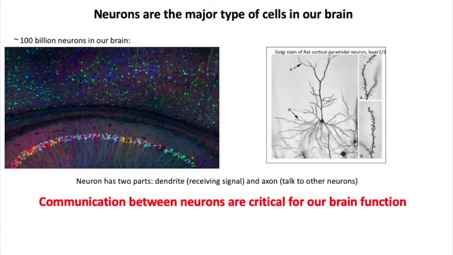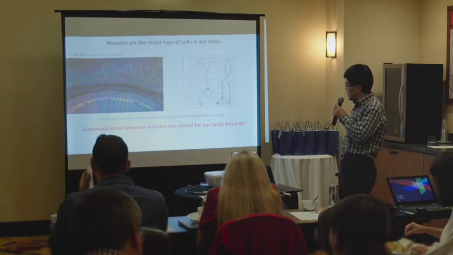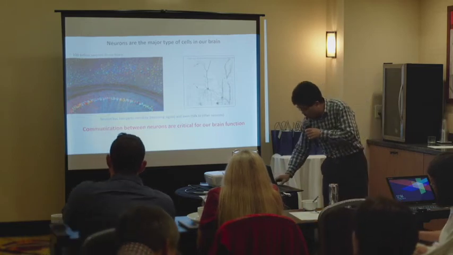You can see from the right-hand side that the details of this process have lots of buds, like a spring tree, lots of new buds coming out. Actually, those are the locus for communicating with other neurons. As I mentioned here, a neuron has two major parts. One is dendrites, for receiving signals from another neuron, and the other is axons, which talk to other neurons. So basically, my lab tries to study the communication between neurons because it is critical for our brain function.